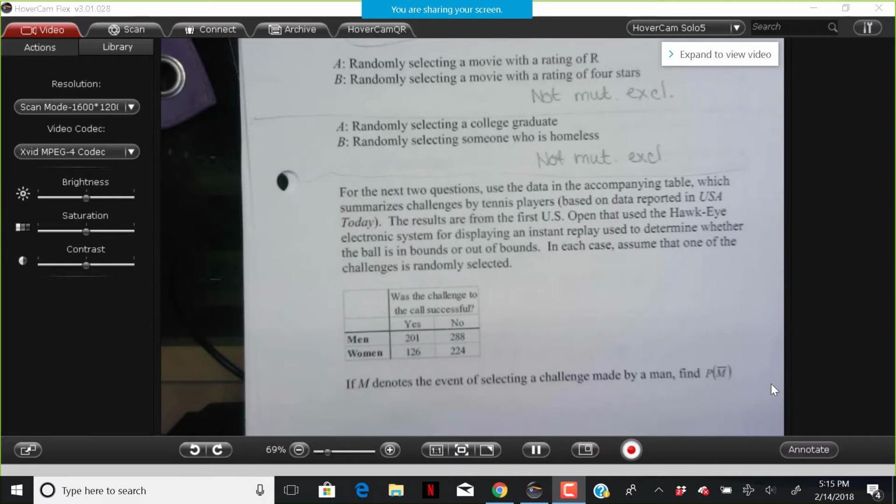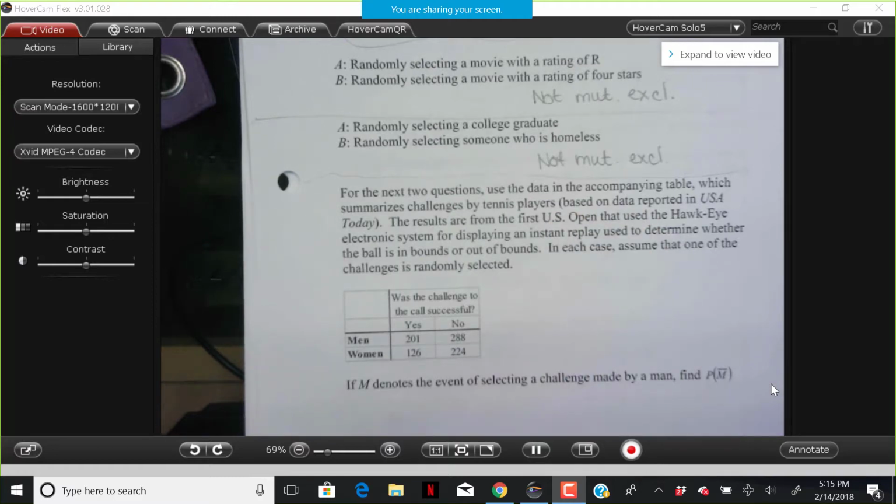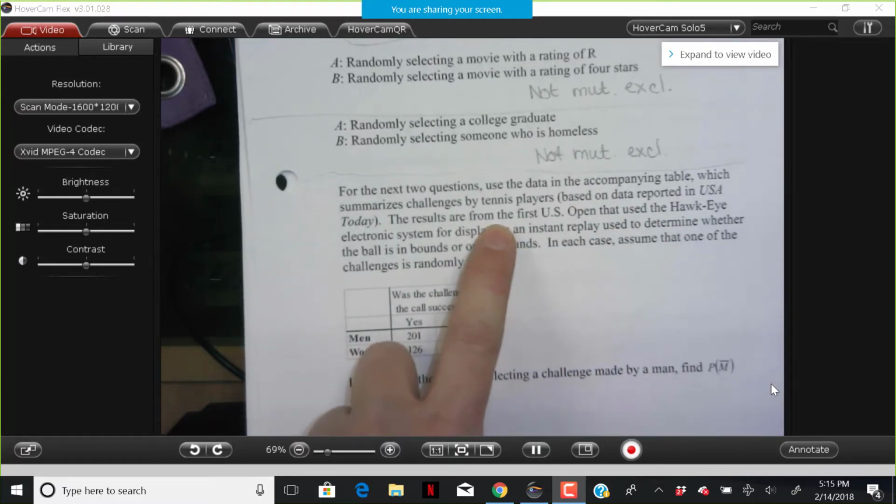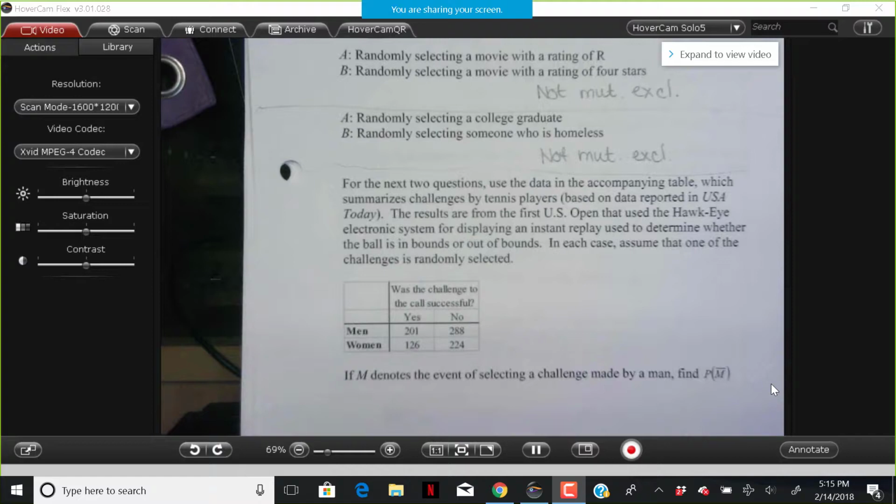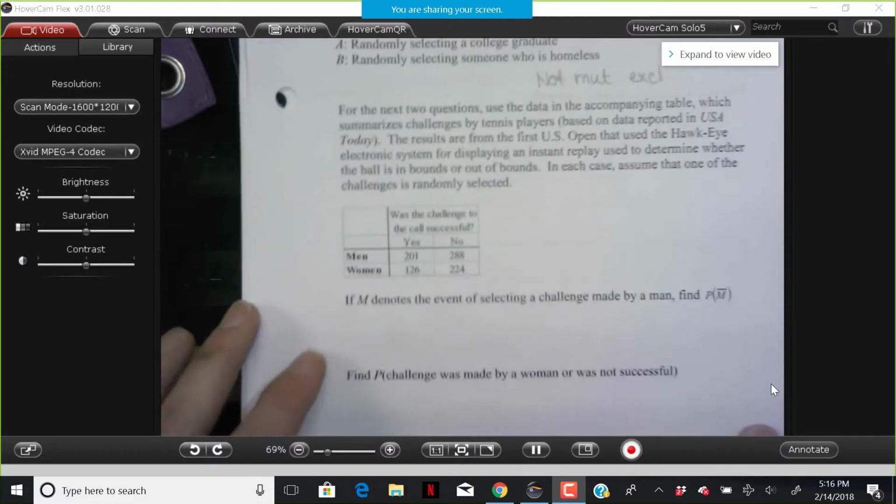For the next two questions, it says use the data in the accompanying table, which summarizes challenges by tennis players based on data reported in USA Today. So the results are from the first US Open that used what's called the Hawkeye electronic system for displaying an instant replay used to determine whether the ball is in or out of bounds. Okay, so it says in each case, assume that one of the challenges is randomly selected.